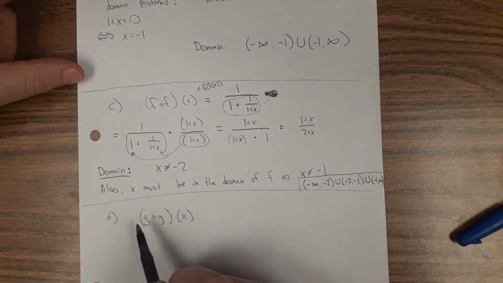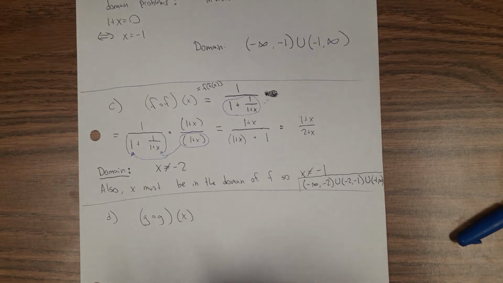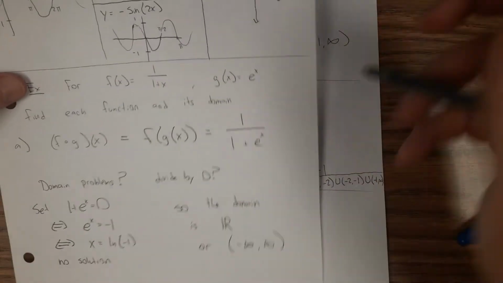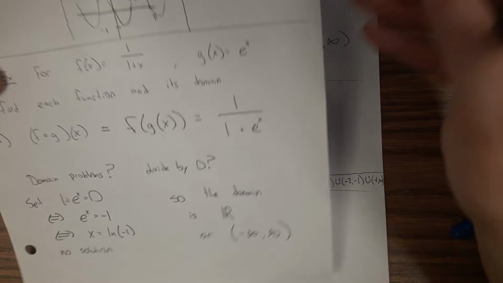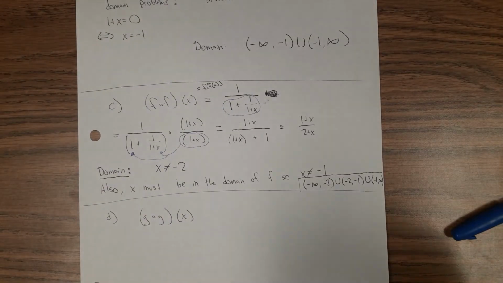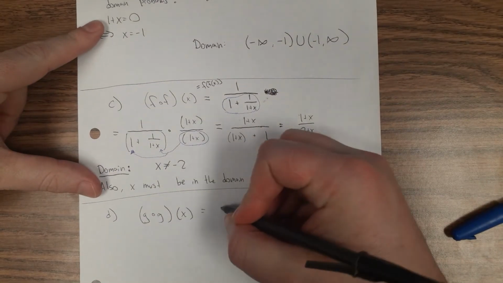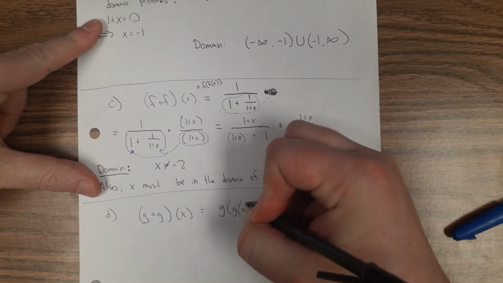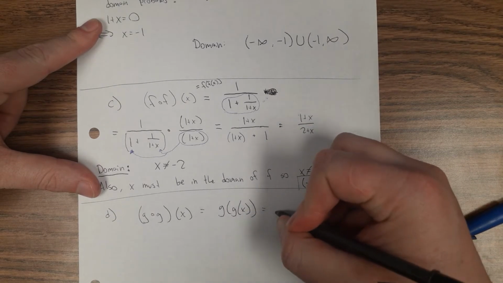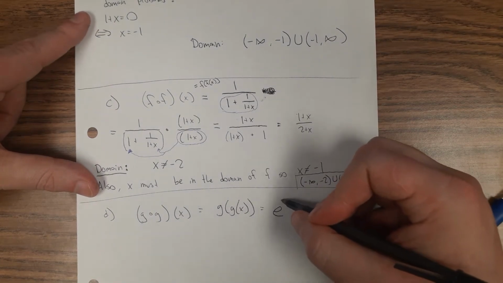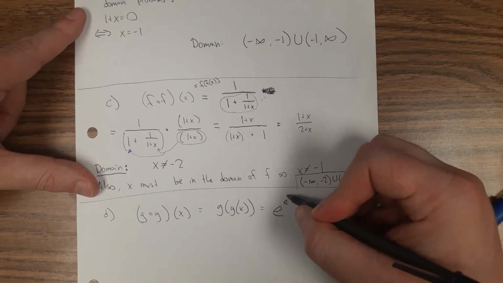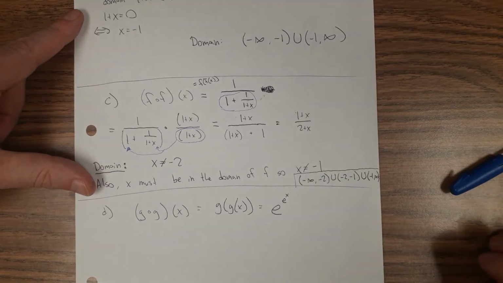This should be easy. This is g of x. G of x is, once again, it is e to the x. So g of x is e to the x, like that.